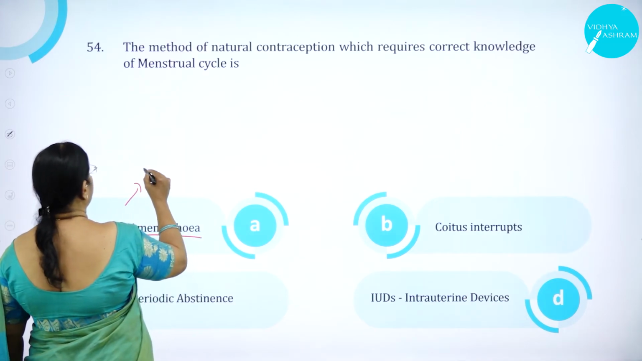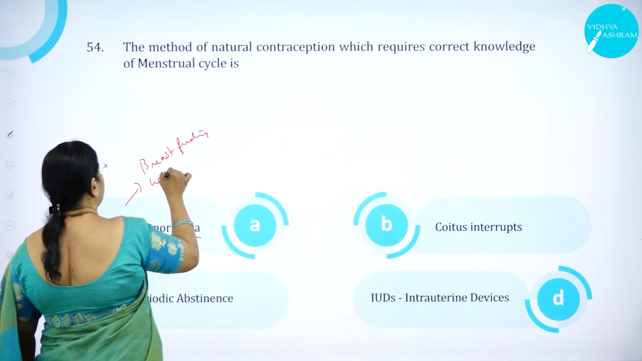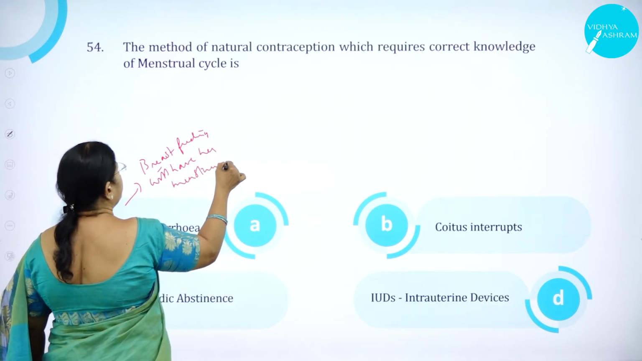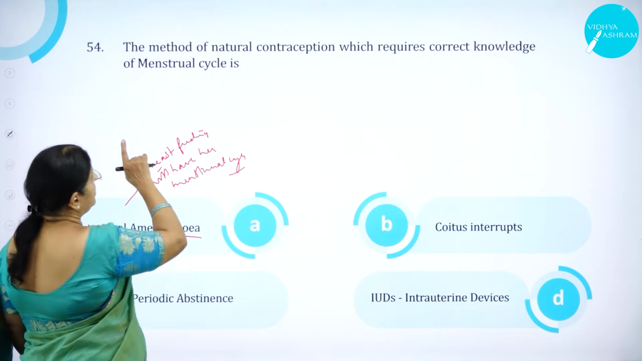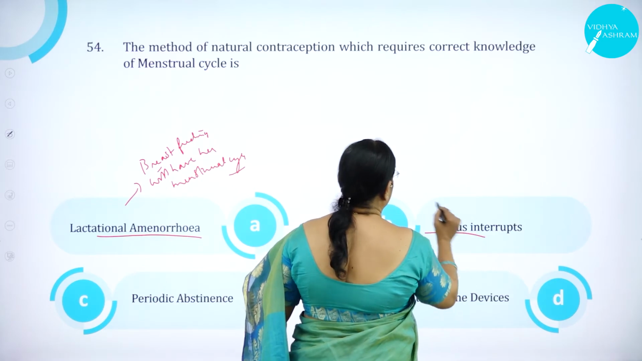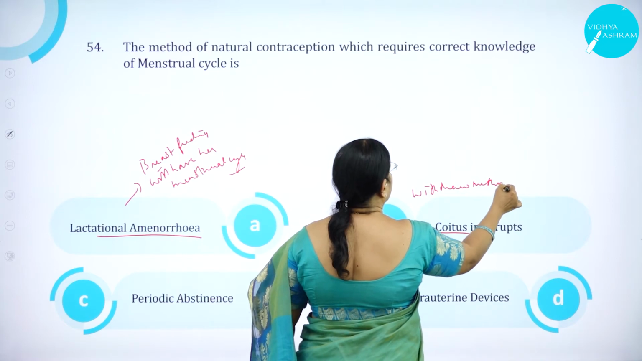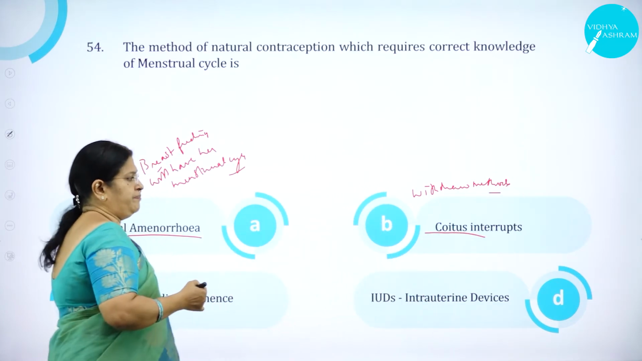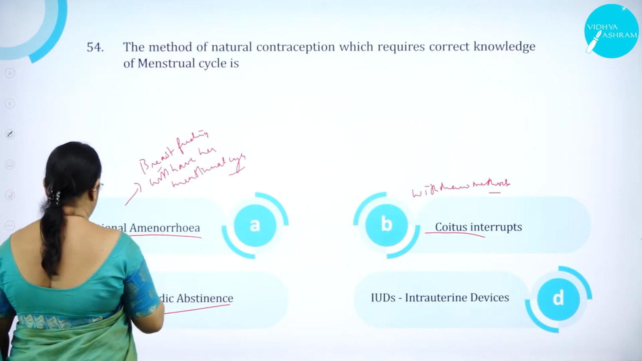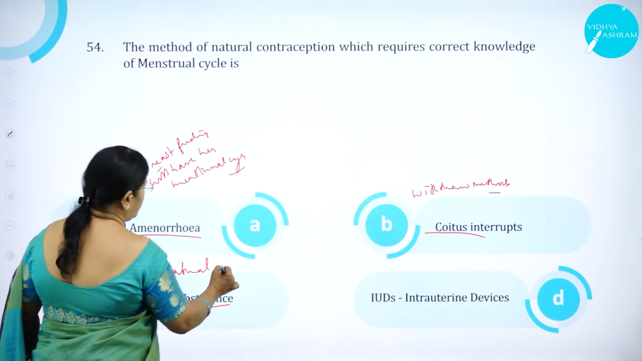What is lactational amenorrhea? During breastfeeding, the mother will not have her menstrual cycle. So the method of natural contraception which requires correct knowledge. Then coitus interruptus, it is also called withdrawal method. Before insemination, the penis is withdrawn, then it is called coitus interruptus. Periodic abstinence, very, very important. This is called a natural contraceptive.